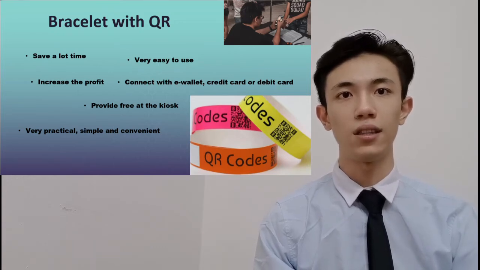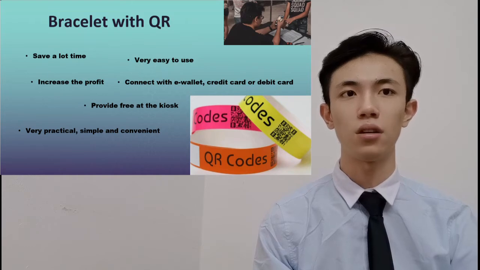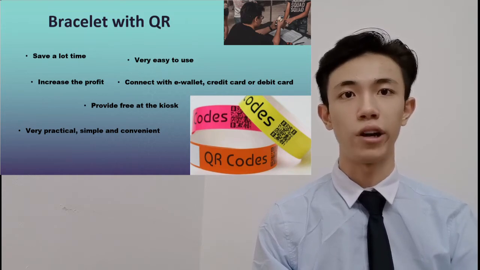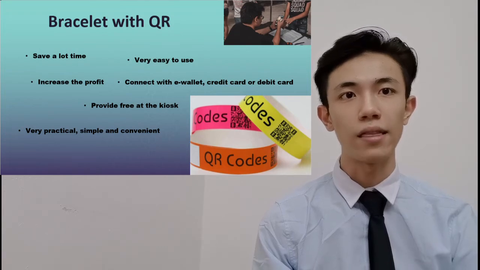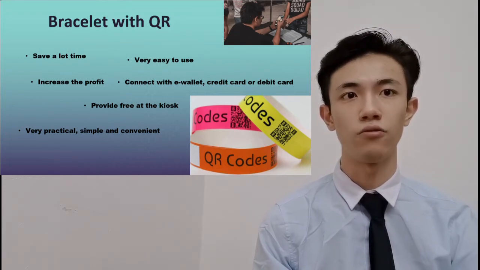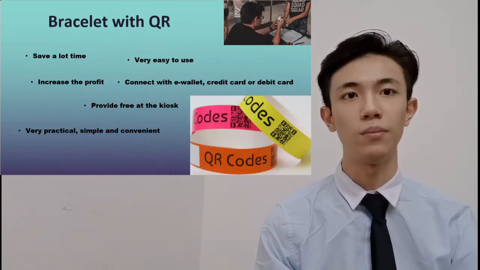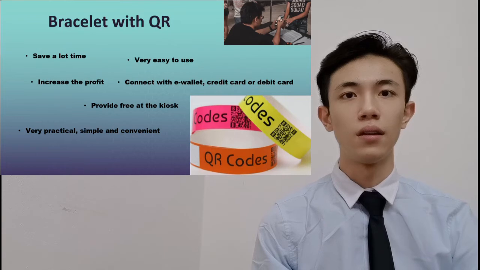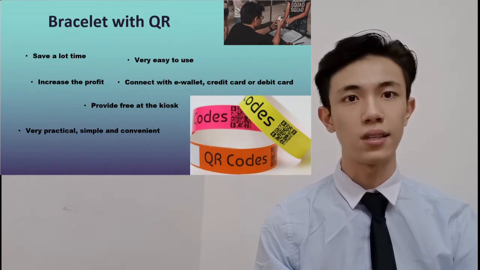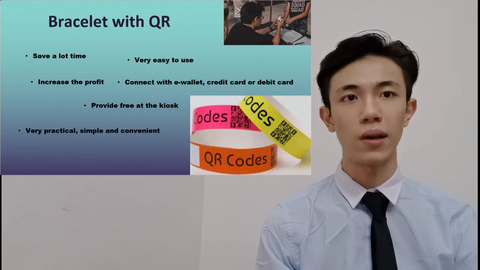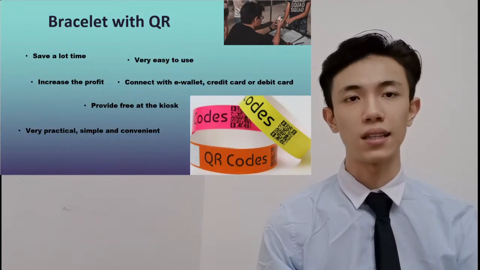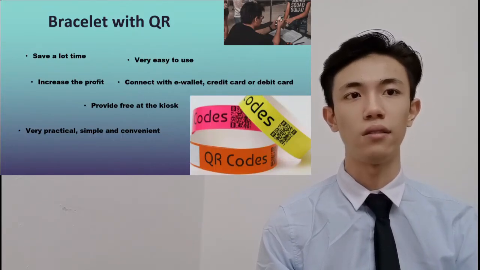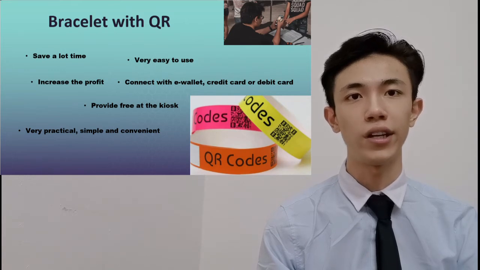The owner of the activity center will increase profit because when consumers use this bracelet, they can save a lot of time and payment is done very quickly by just waving the bracelet over the payment terminal and verifying the purchase. The transaction can be completed in just a few seconds and it is very easy to use. Another important point is that it is practical, simple and convenient, since payment is made faster than the conventional way. Besides that, this can also reduce the need to carry cash.